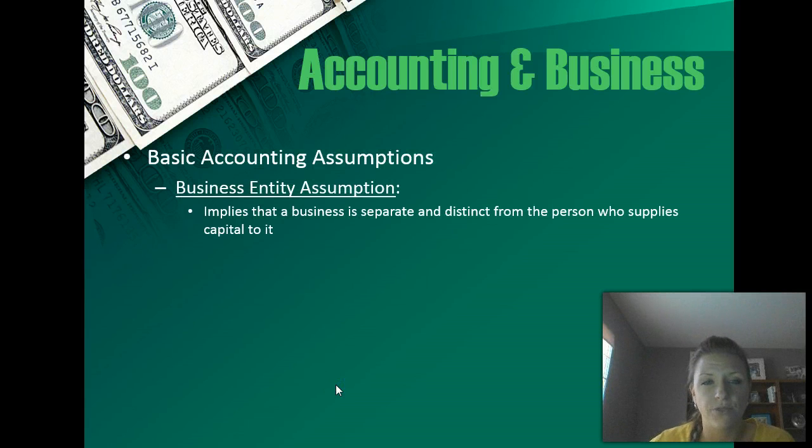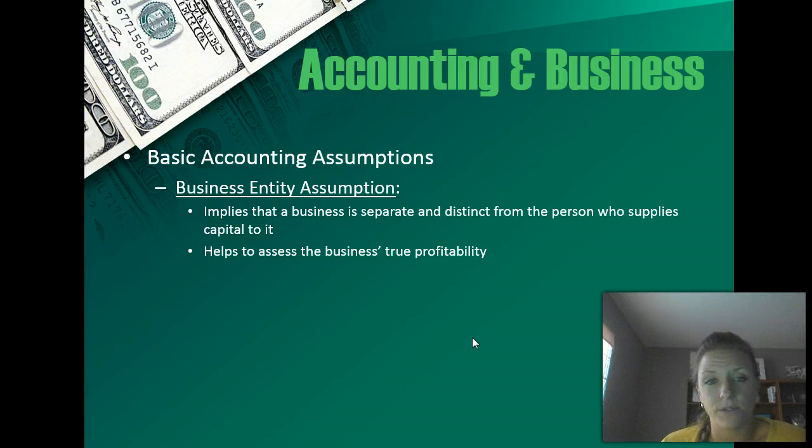Okay, then there are 3 basic accounting assumptions when it comes to accounting. So then there's the business entity assumption. So this implies that a business is separate and distinct from the person who supplies capital to it. So you will see when we start to really record transactions, there's not really a personal account. It's the business, and then the owner is something separate.